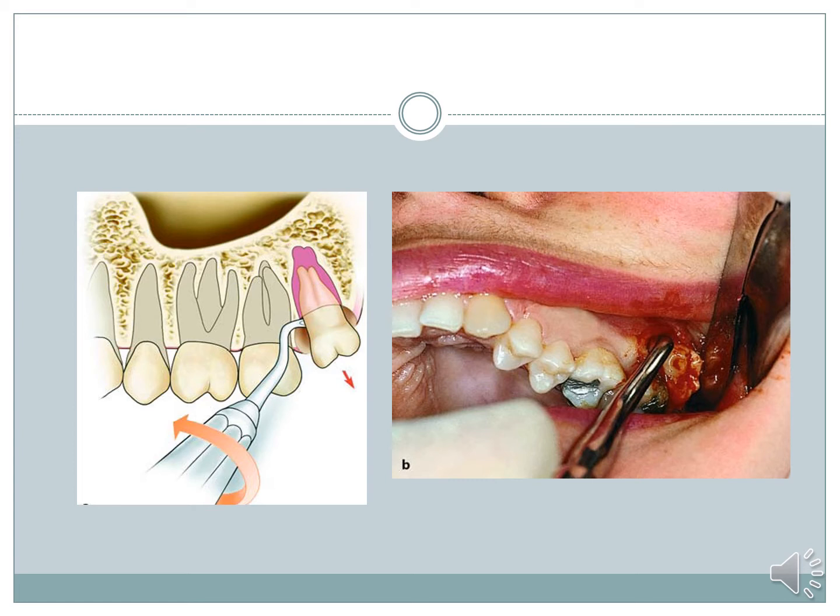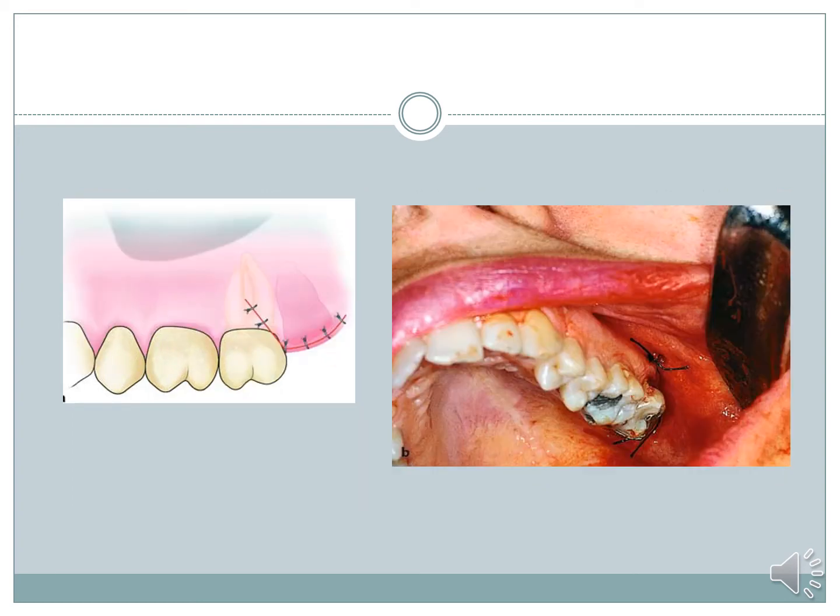A Warwick James elevator is used to remove the tooth out of the socket. A simple wheel and axle principle is used to expose the tooth or elevate the tooth out of the socket. If the tooth is exposed without any bone covering, the socket is sutured with 3-0 Vicryl.